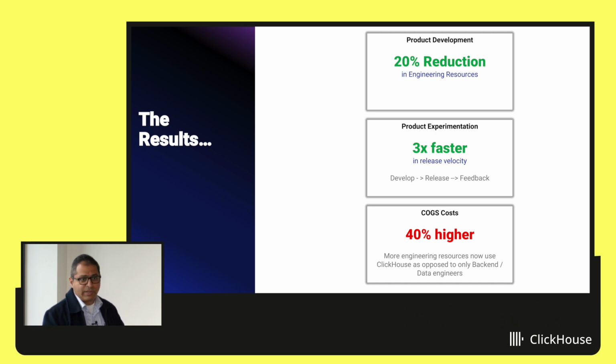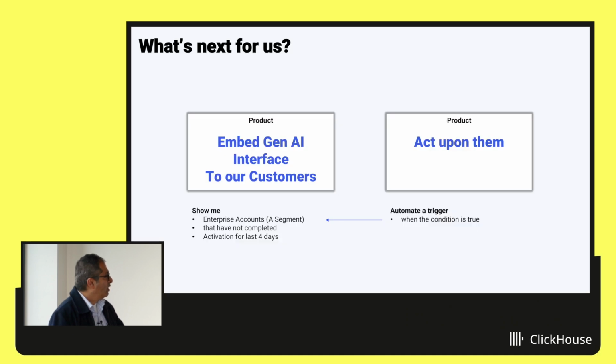COGS, well, here's the bad news. We are using ClickHouse more. So I think the biggest gainer in all of that is ClickHouse. We are paying them more and more. So that's 40% higher COGS cost to us.